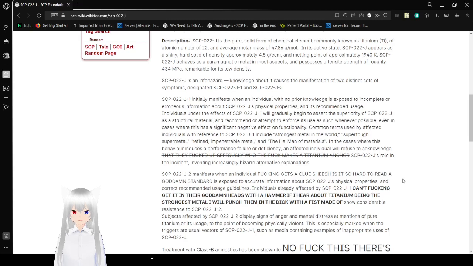Description. SCP-22J is a pure, solid form of the chemical element commonly known as titanium, of atomic number 22. The average molar mass is 47.86 grams per mole. In its active state, SCP-22J appears as a shiny hard solid of density approximately 4.5 grams per cubic centimeter, and melting point of approximately 1,940 kelvin. SCP-22J behaves as a paramagnetic metal in most aspects and possesses a tensile strength of roughly 434 MPa, remarkable for its low density.